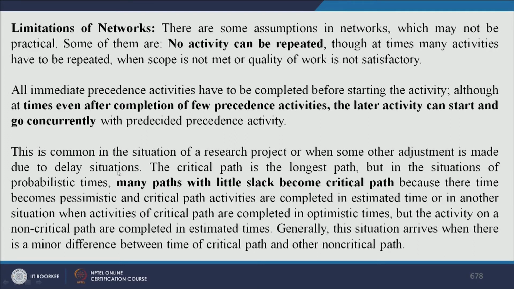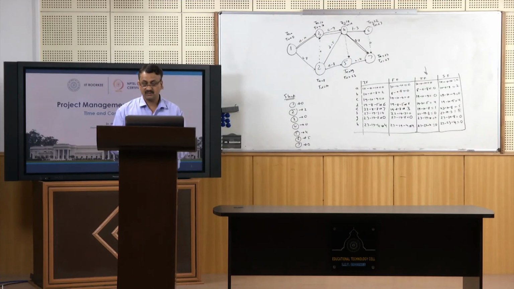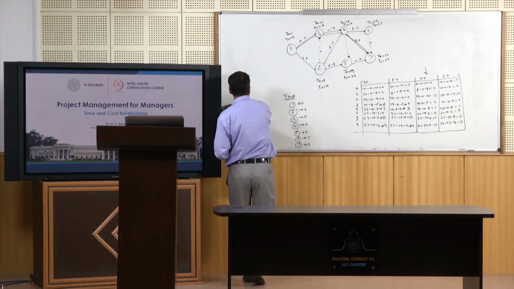Now it is possible, especially in a PERT network, that if there is a critical path, you may have a situation where the difference between the critical path and a non-critical path is very small, and that non-critical path may become critical if you change the time estimates. So let us take an example to understand this point. Let us say you have got a network like this.